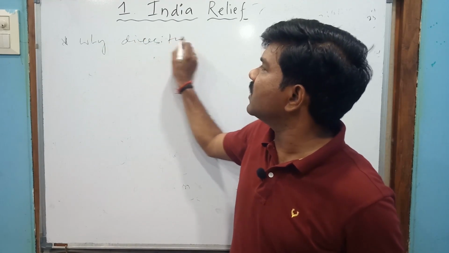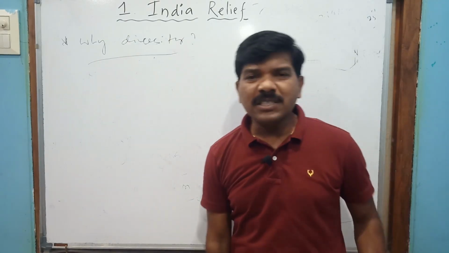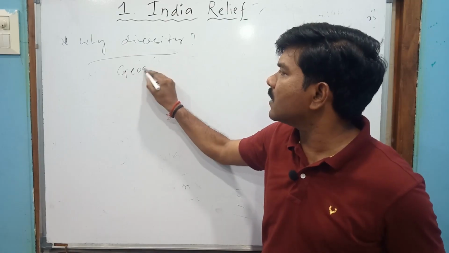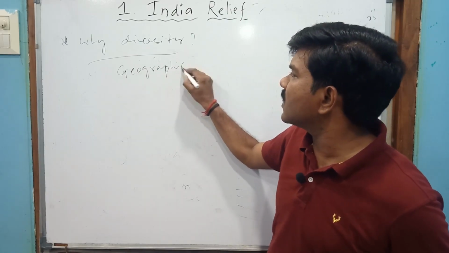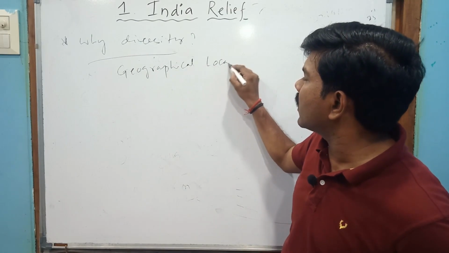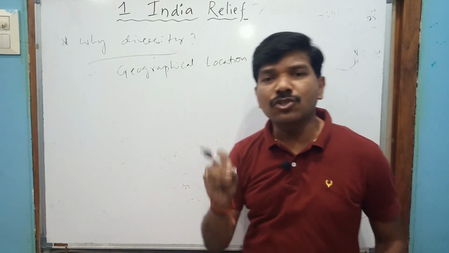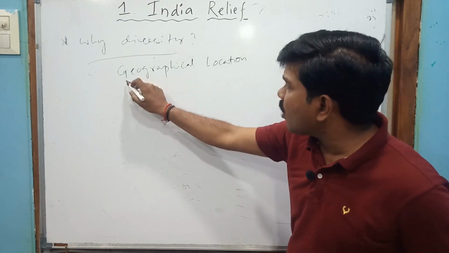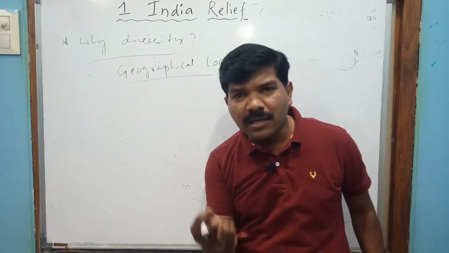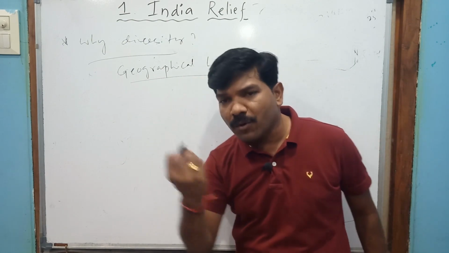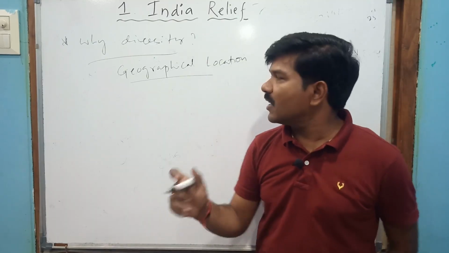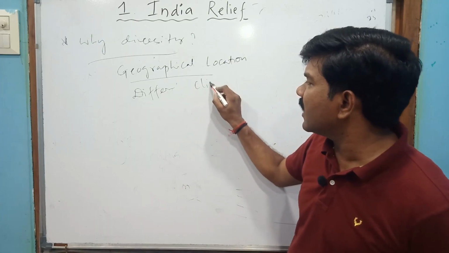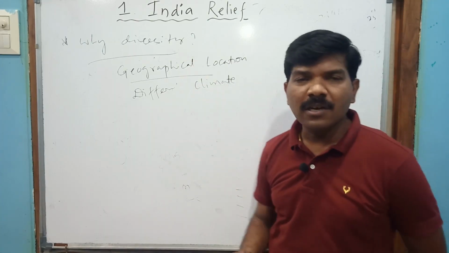Why is there diversity? The reason behind the diversity is geographical location. Because of India's geographical location, we have diverse climates. In India we have different climatic conditions.